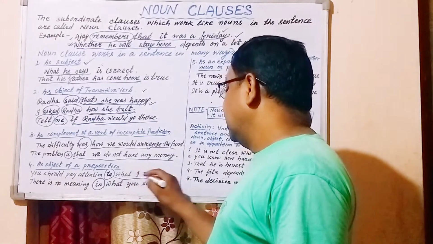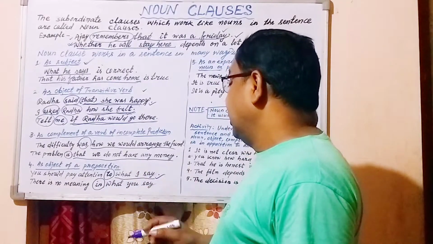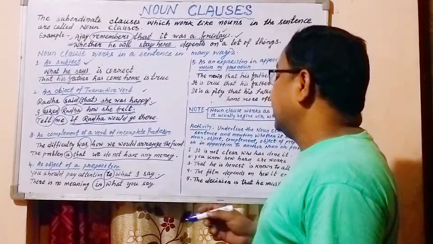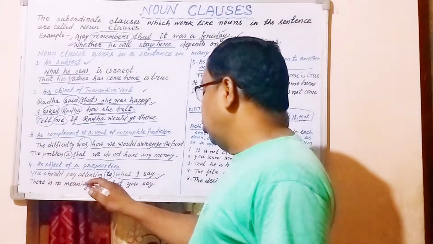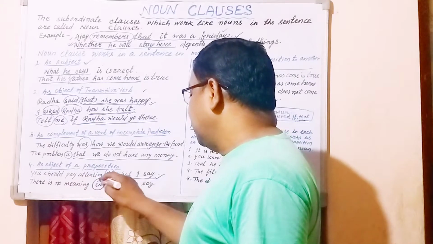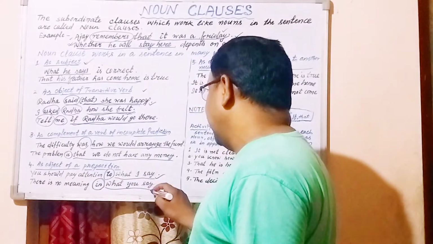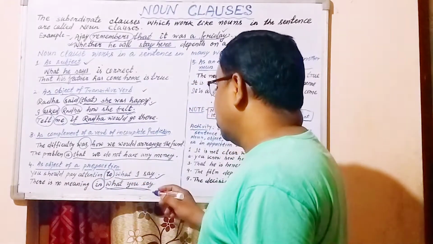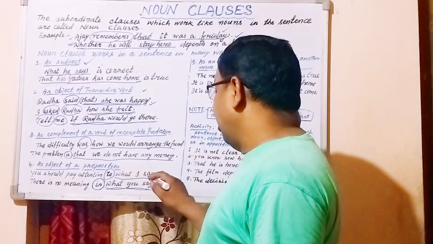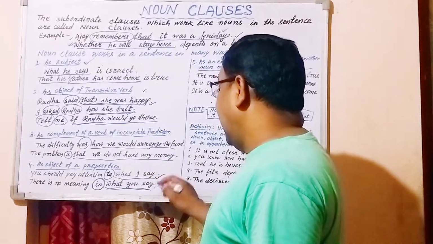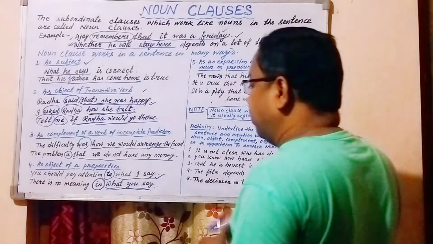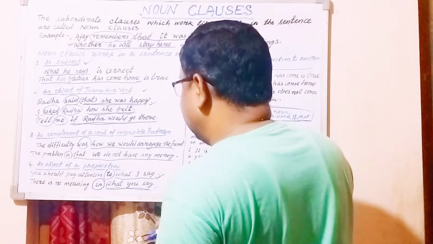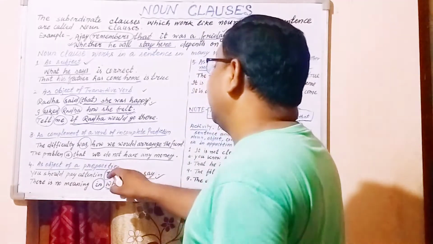As you know, this is a subordinate clause, and here it also acts as a noun clause because it acts as a noun. There is no meaning in. In is a preposition, and it is followed by what? This is a noun clause. So here these noun clauses are in the position just after the preposition, and they act as the object of that preposition.